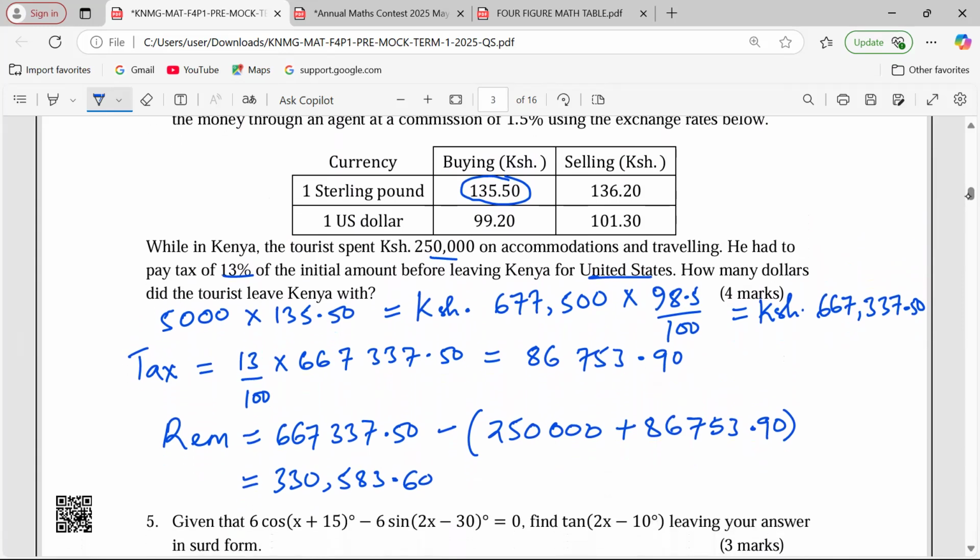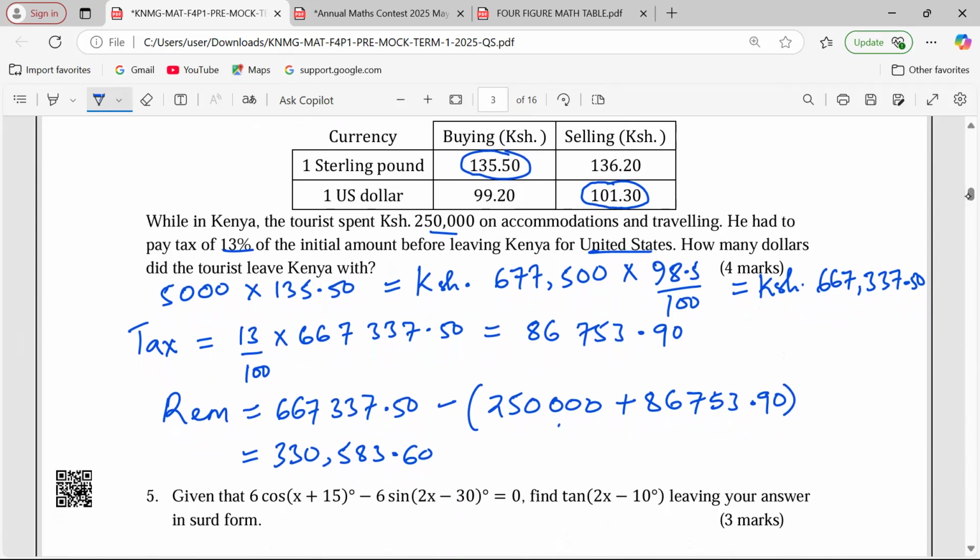The bank sells $1 at 101.3 and he is having 330,583 Kenya shillings. So how much US dollars is he going to receive? How much will he be in a position to buy? Because the bank is selling to him.